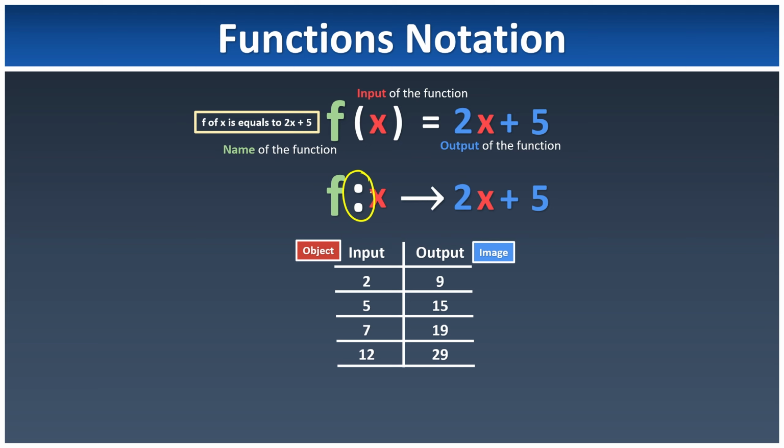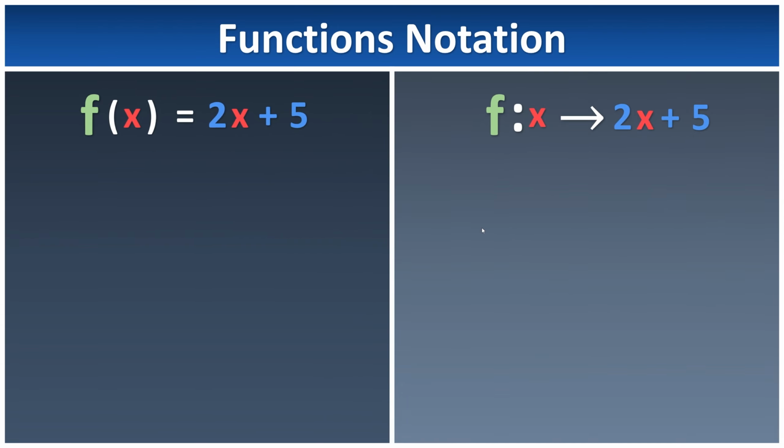But if you use a colon, we have a different way to pronounce it. This colon is what we call "maps", which means it will connect the object to the image. So we can say the function f maps x to 2x plus 5. Now let us try to write it down in a more formal way that you will see in your book.